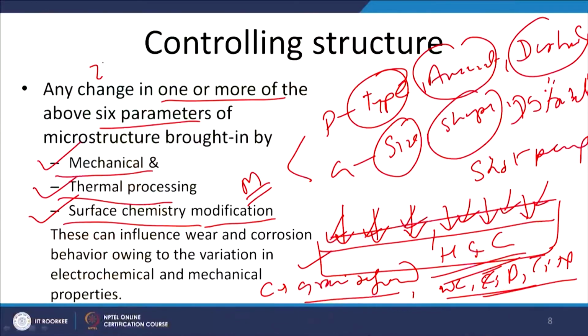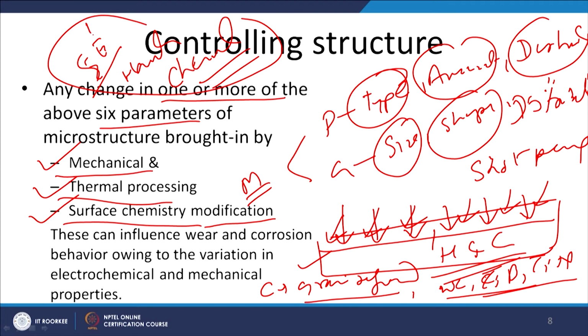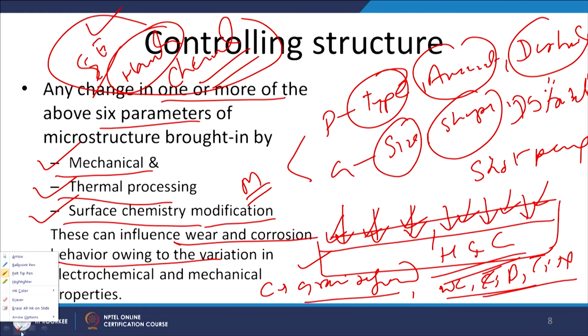So, the structural modification through mechanical processing, thermal processing or surface chemistry modification can alter those properties, as I have said: surface energy, hardness and chemical composition. Surface energy and hardness variation, these two themselves will affect the wear and friction behavior of the material according to their chemical, electrochemical and mechanical properties.